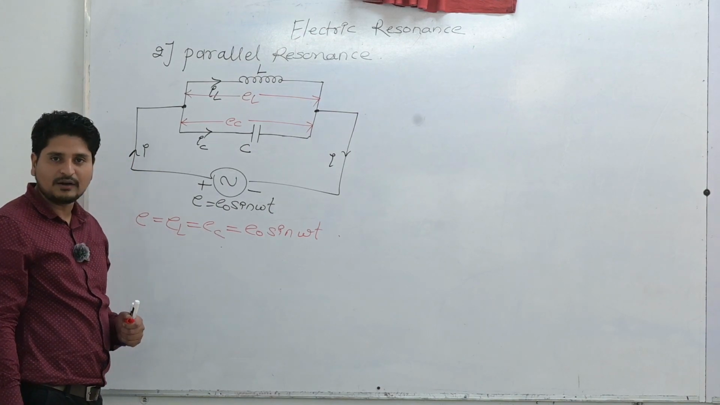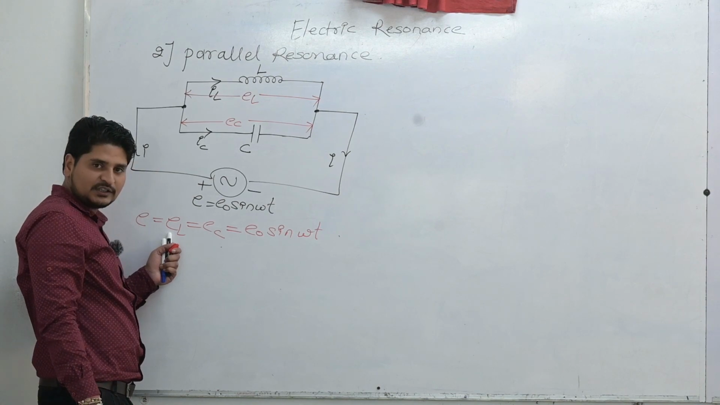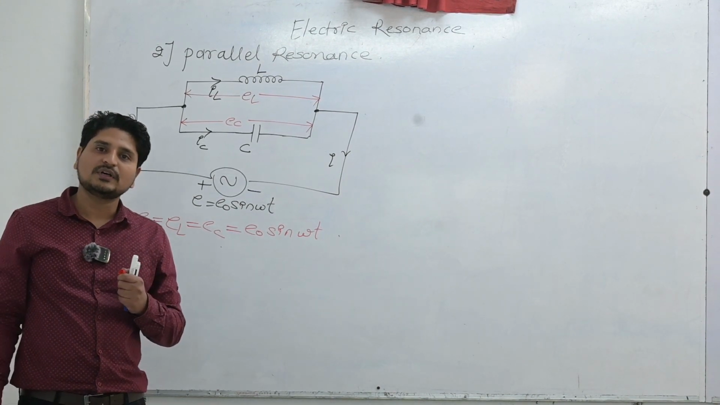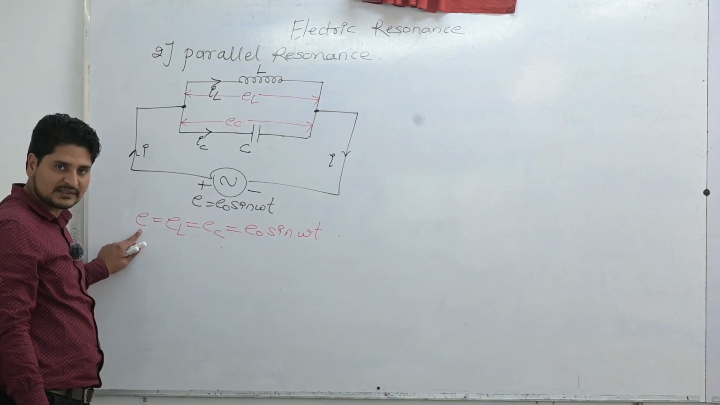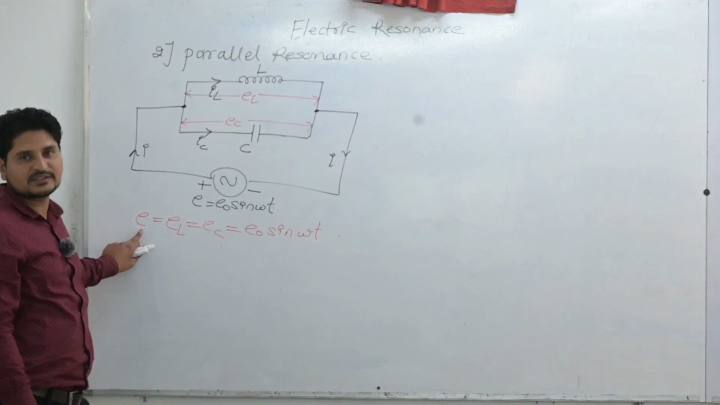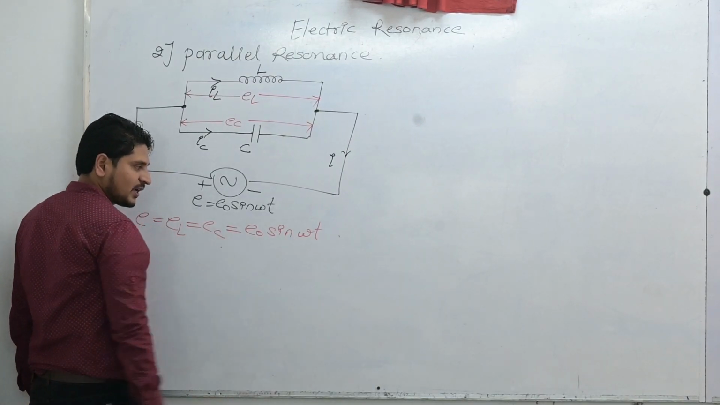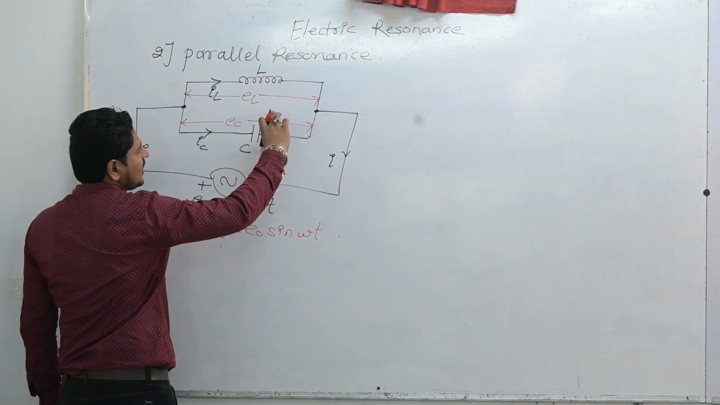Where E naught is the peak value of EMF and EC is the EMF across capacitor. EL is the EMF across inductor, and E is the induced EMF, that is induced due to change in the magnetic field or magnetic flux according to Faraday's laws of electromagnetic induction. So E is equals to EL is equals to EC is equals to E naught sin omega t. Clear? Now this is inductor and this is capacitor.